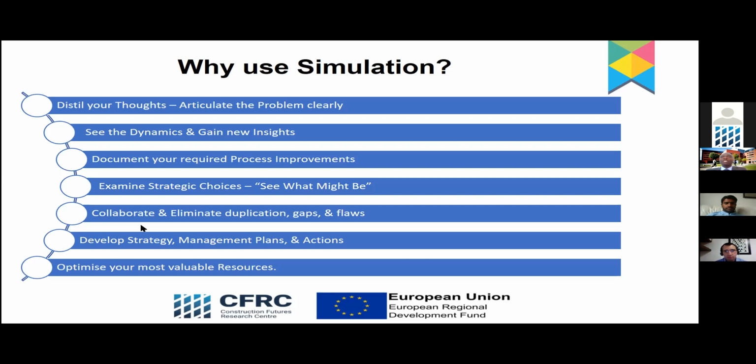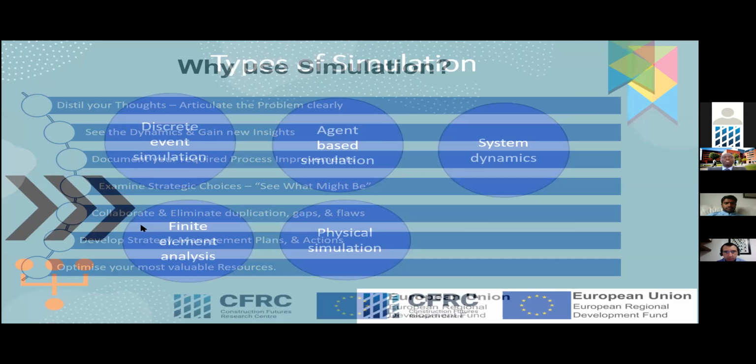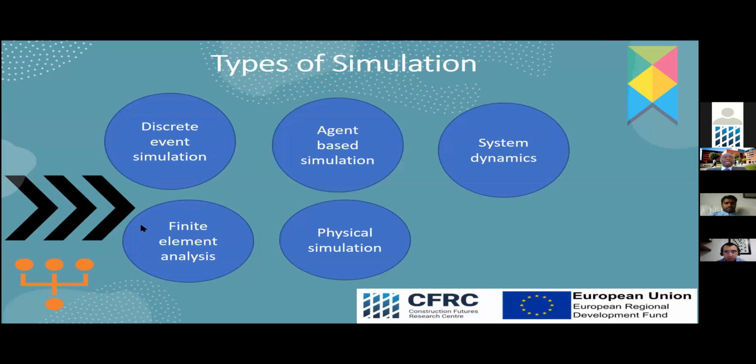So when professionals look at the simulation result, you'll be able to decide the best option to use to deliver the process. How about developing strategy from a management perspective? What action do they need to take to make a business decision? And more importantly, you'll be able to optimize your resources, okay? So we have various types of simulation. So we have discrete event simulation, agent-based. So those are the various types of simulation.